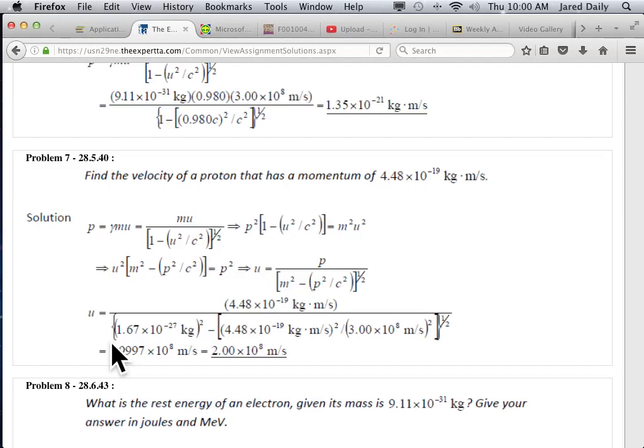So relativistic momentum is gamma times m times u, where u is the velocity. In this case, they've given us the momentum, so we're going to solve for u. But the problem is u shows up twice. It shows up in the gamma, and it shows up here, m times u. So that's a little bit of a challenge. If you don't remember how to do that, let's do it really quick, on the board so everybody can see it.